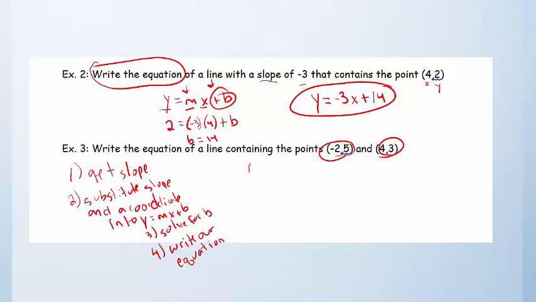So step 1, here we go. We're going to find our slope using the slope formula. So 3 minus 5 over 4 minus negative 2. We're going to get negative 2 over 6. I am going to reduce that to negative 1/3.